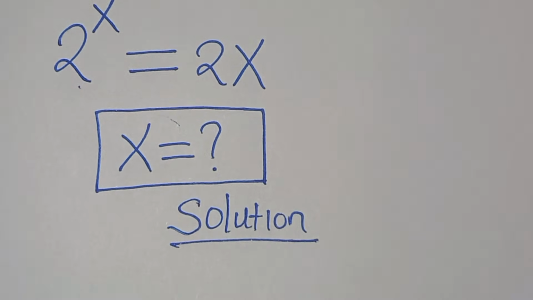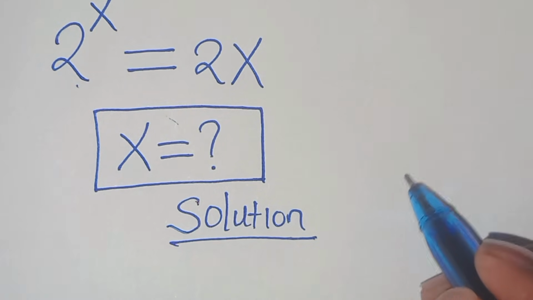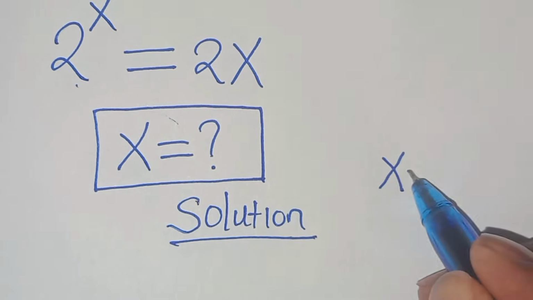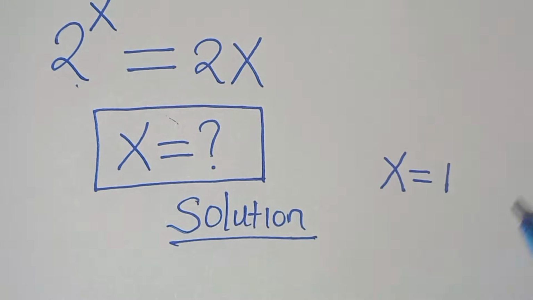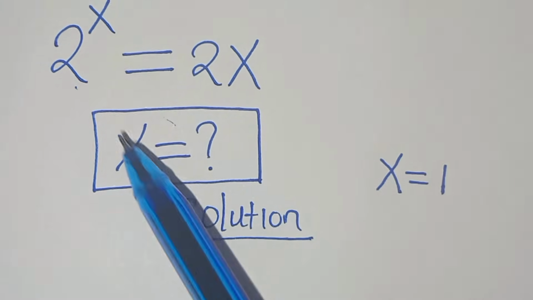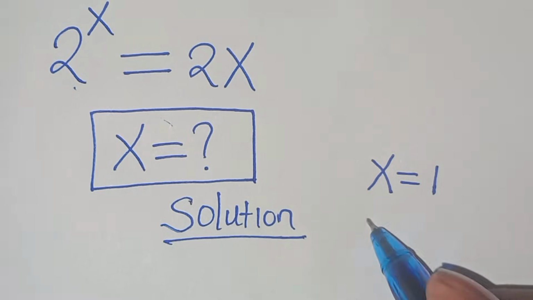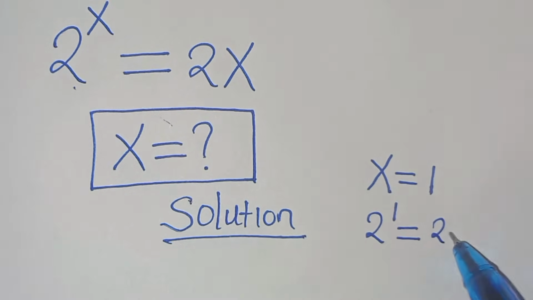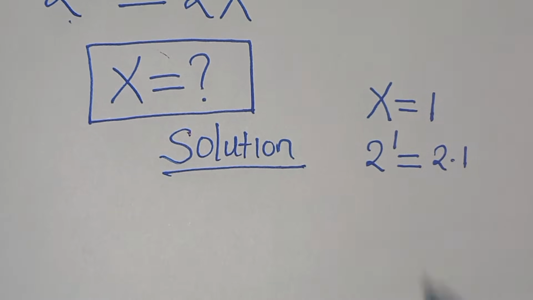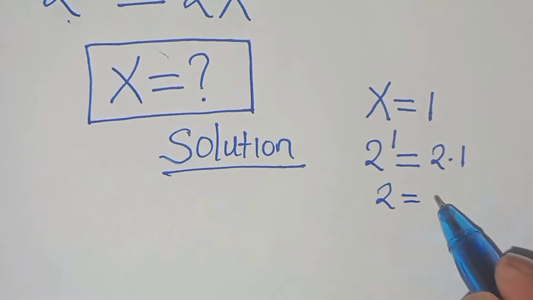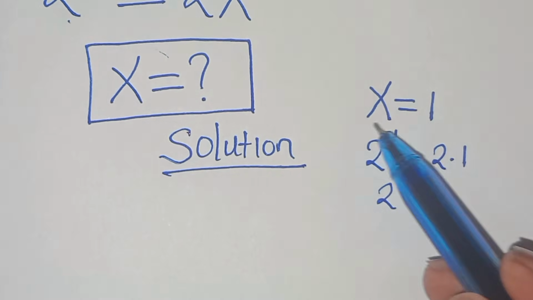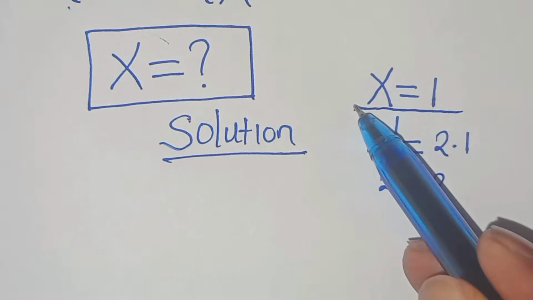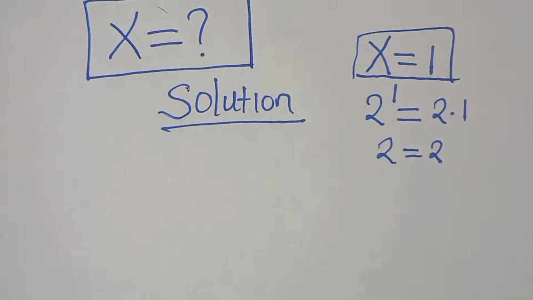Now, if we check for some values of x, so that if x is equal to 1, and if we substitute this 1 into this equation here, then this means we have 2 to the power of 1. This is equal to 2 multiplied by 1. So this means that 2 is equal to 2. So this implies that x equal to 1. This is one of the solutions.